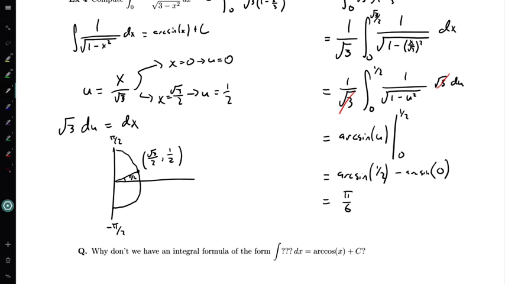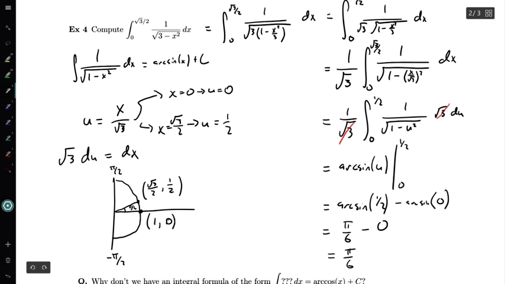Arc sine of 0, I want to think about which of the points on this unit circle here has y coordinate 0. And that is this point here, the point 1, 0. And so arc sine of 0 is the angle corresponding to 1, 0 here, and that is the angle 0. So in the end, this all works out to be pi over 6.